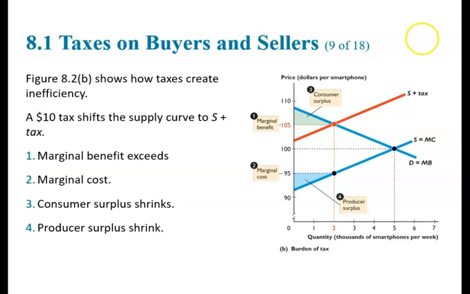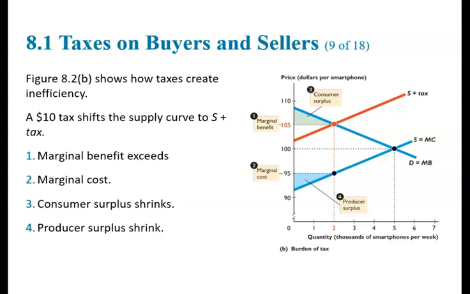So at this new equilibrium, the marginal benefit exceeds the marginal cost, and the consumer surplus shrinks and the producer surplus also shrinks. How do they shrink? So right now, after the imposition of tax, only 2,000 units of smartphones are being demanded and supplied, rather than the 5,000 units which were demanded and supplied previously.